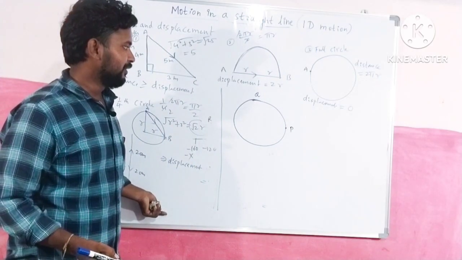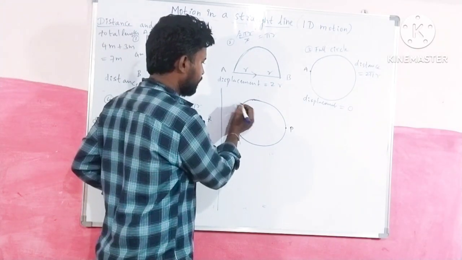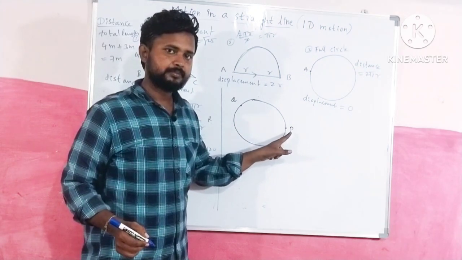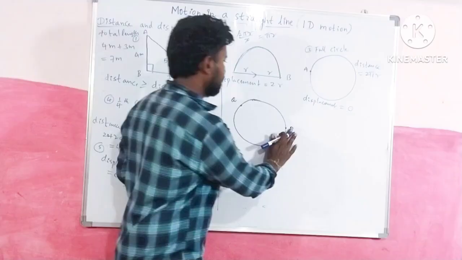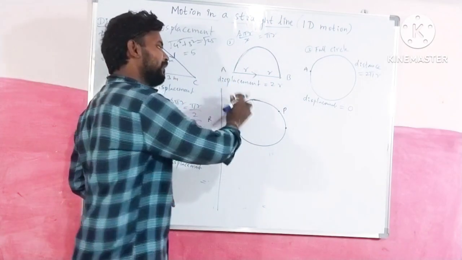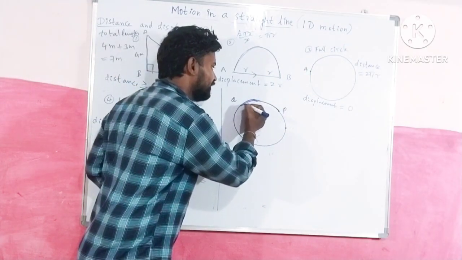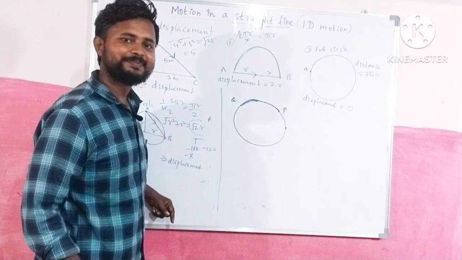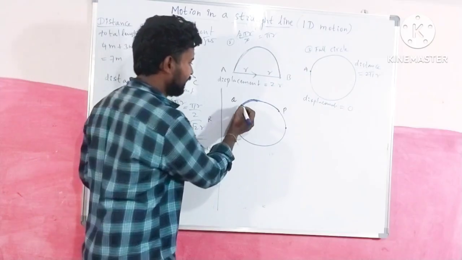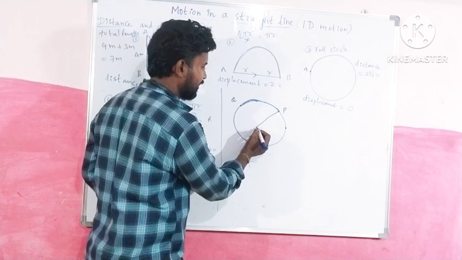We can take, for example, that the body's starting position is P, and after some time it reaches the point Q. This is the length of the path traveled by the body. What is the distance and what is the displacement? Look here, this is the position. The position of the particle makes some angle at the center.